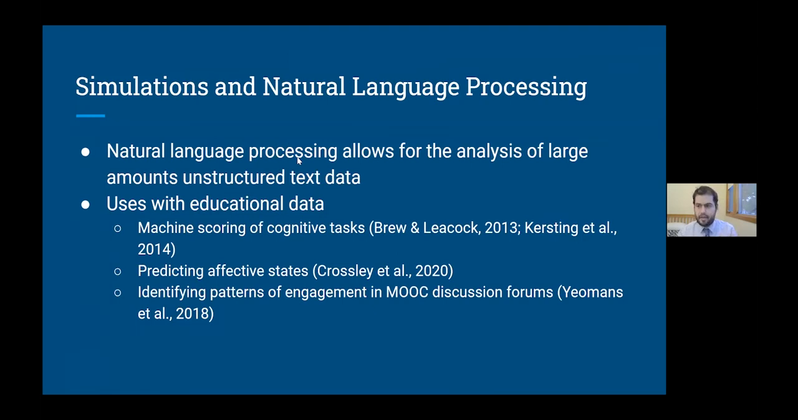And so I looked into different ways of using natural language processing. There has been a lot of research that has used natural language processing within large scale data sets. Just to give a few examples, they've used it to do automatic scoring of cognitive tasks, so machine scoring of assessments. People have used it to predict people's affective states. So there's one study that looked at students' feelings about math, and they looked at people's responses within an online math curriculum and correlated that with student self-efficacy for math.